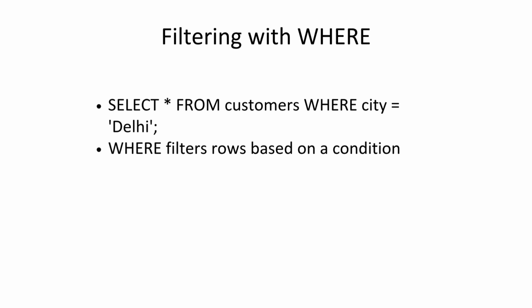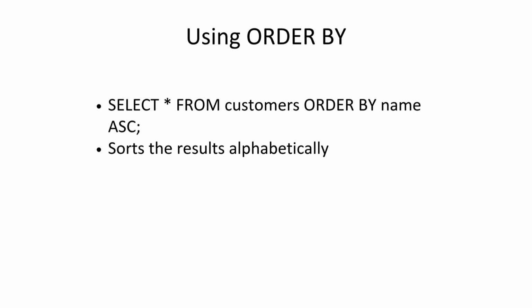Using ORDER BY. ORDER BY sorts results. Example: SELECT * FROM customers ORDER BY name ASC. This sorts the table by name in ascending A to Z order. You can also use DESC for descending. Sorting helps in reporting and presenting clean, readable data.